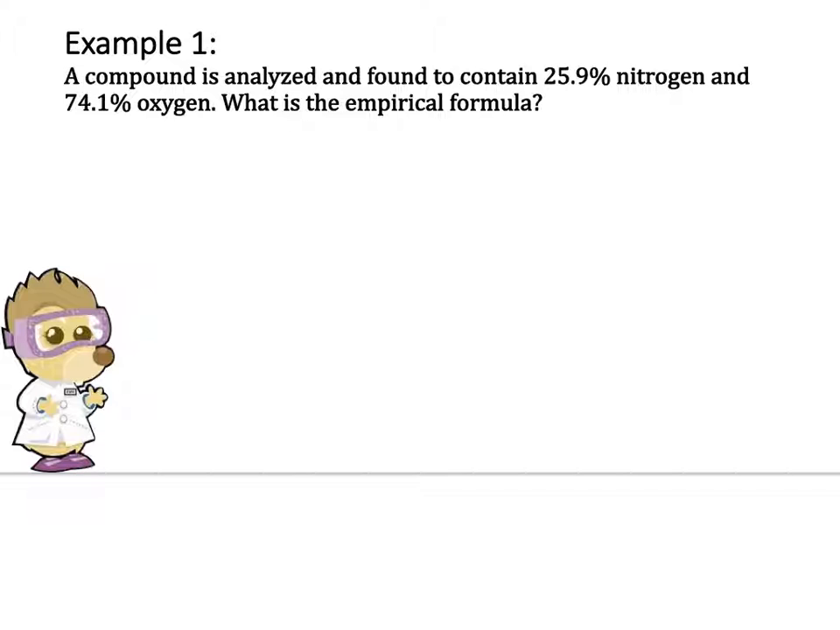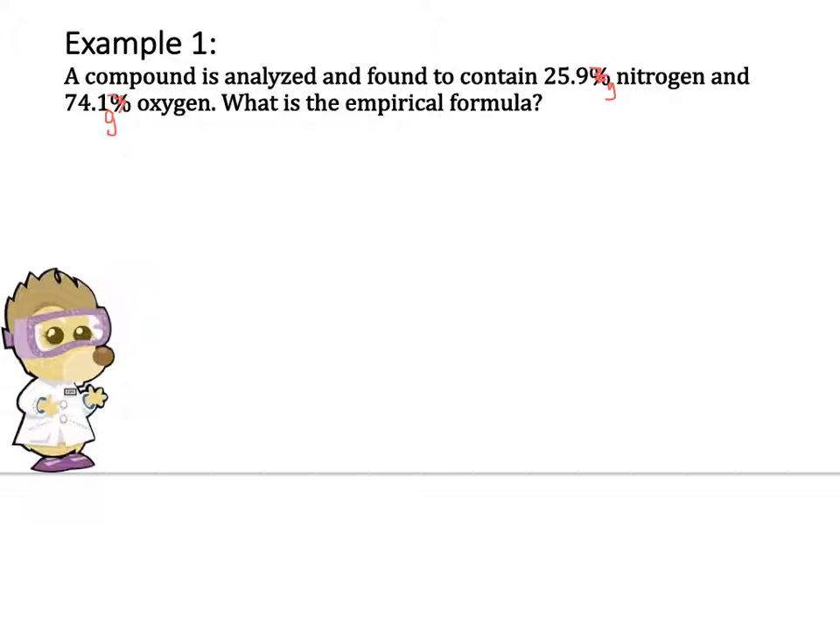Our example says a compound is analyzed and found to contain 25.9% nitrogen and 74.1% oxygen. We want to know what the empirical formula is. Step 1 says that we need to change the element's percentage to grams. So we're just going to cross out percent and put the symbol for grams there. Step 1 is done.